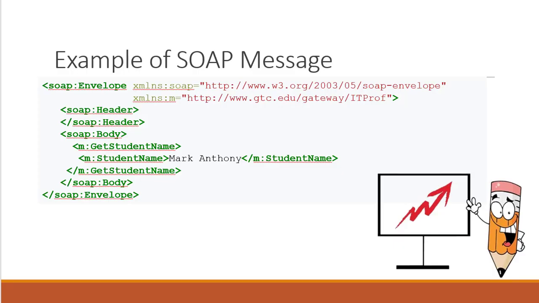Let me show you an example just so that you understand. Here is a SOAP envelope. SOAP is my namespace, Envelope is the name of my element. These are my XML namespaces that I'm using here. So I have a SOAP header and a SOAP body. In my SOAP body, I have getStudentName, which is the name of my element. This element has a child element called studentName, which holds the value Mark Anthony.